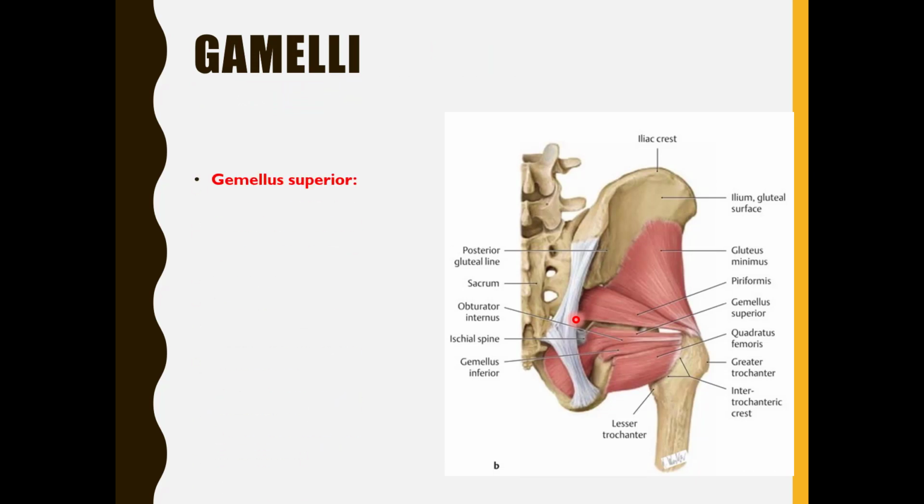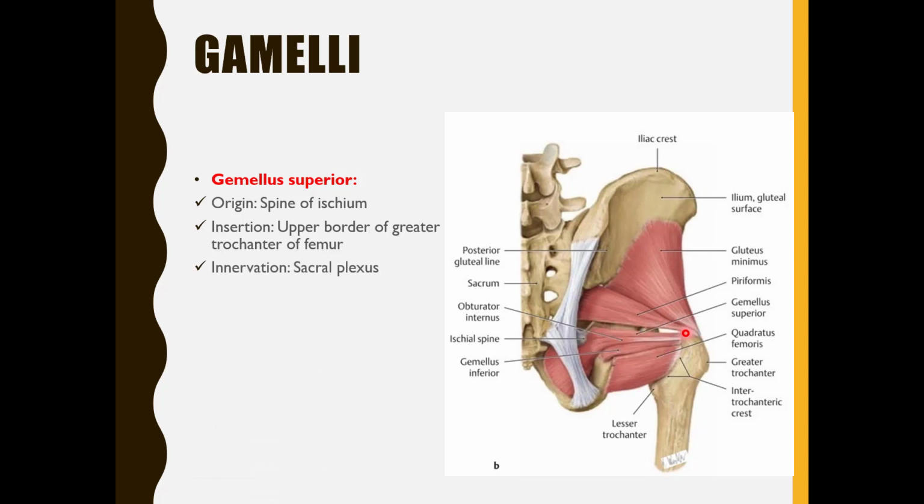The word gemelli comes from gemenius, which means small twin. There are two gemelli, gemellus superior and gemellus inferior. First of all, gemellus superior muscle. See here, it originates from the spine of the ischium, and it is inserted over the upper border of the greater trochanter of the femur. It is innervated by the sacral plexus. Its action is lateral rotation of the thigh at the hip joint.